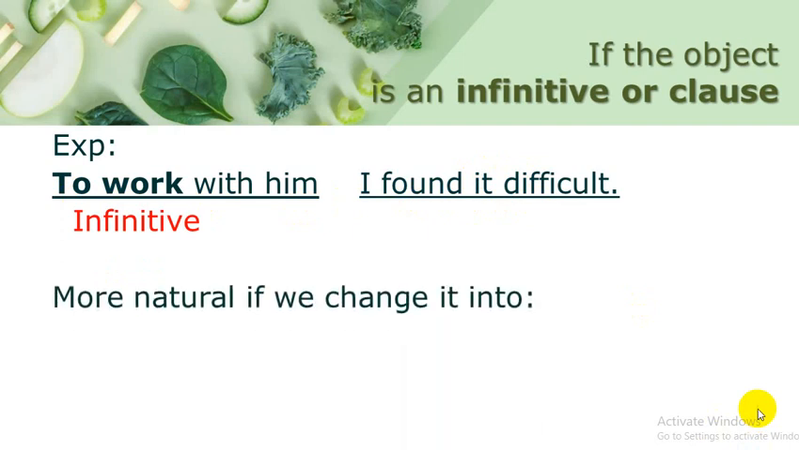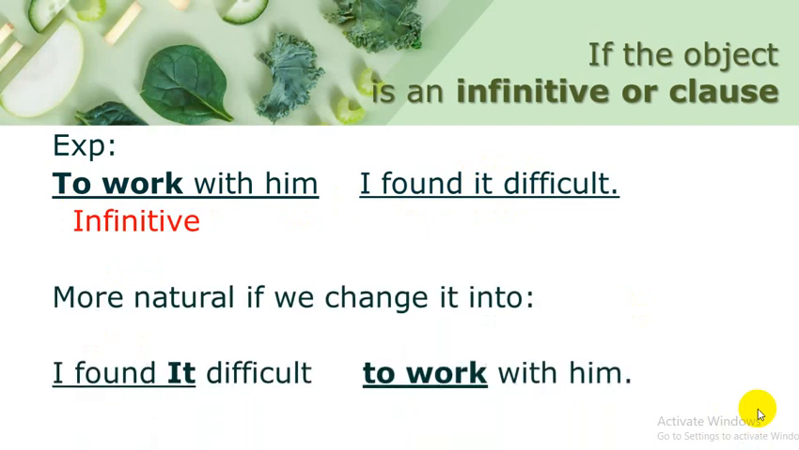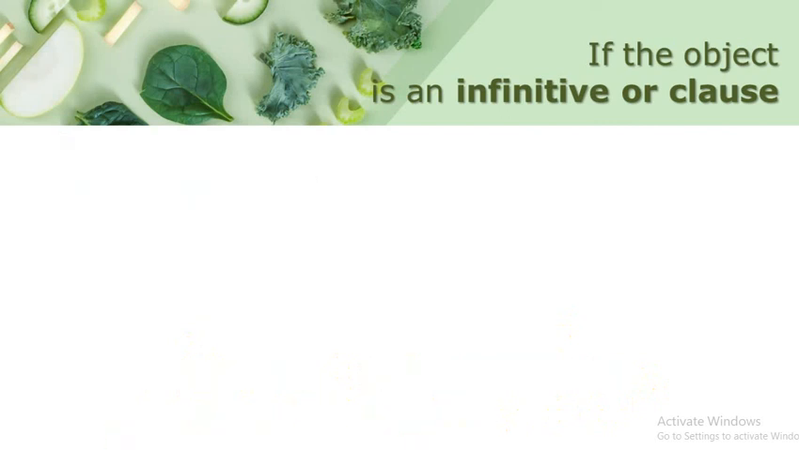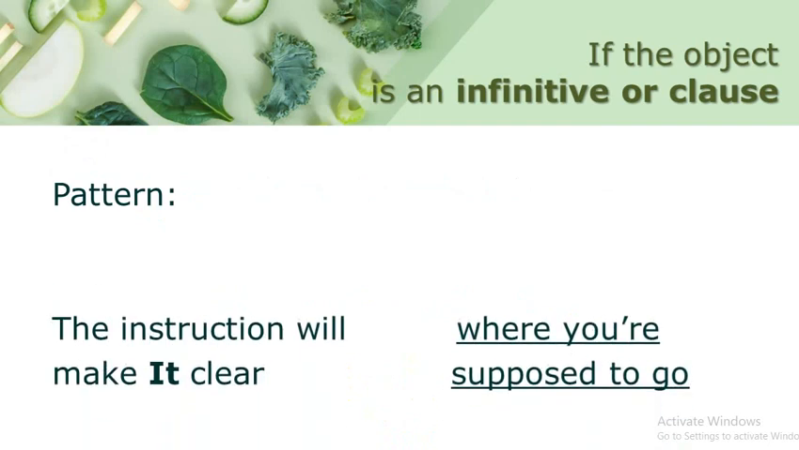The object is an infinitive, and it is more natural if you change it into: I found it difficult to work with him. So it here has the same meaning as to work with him. So what is difficult? The difficult part is working with him. Next, the pattern.